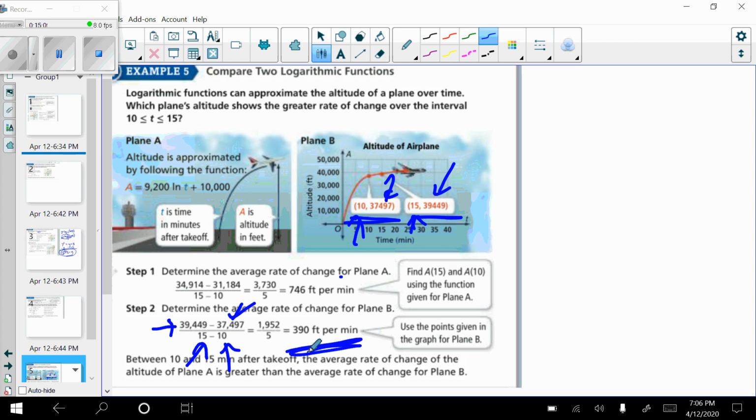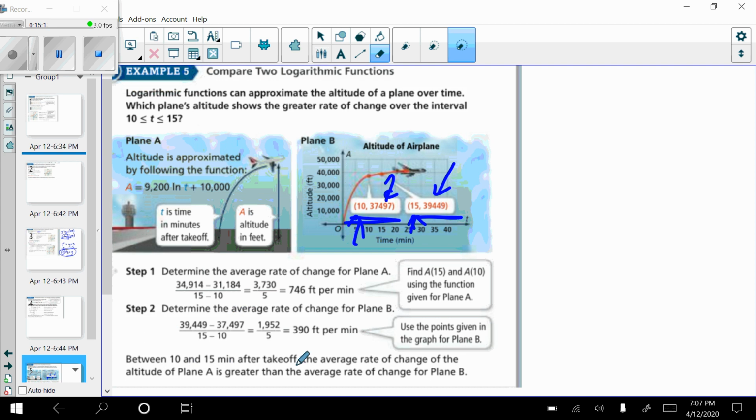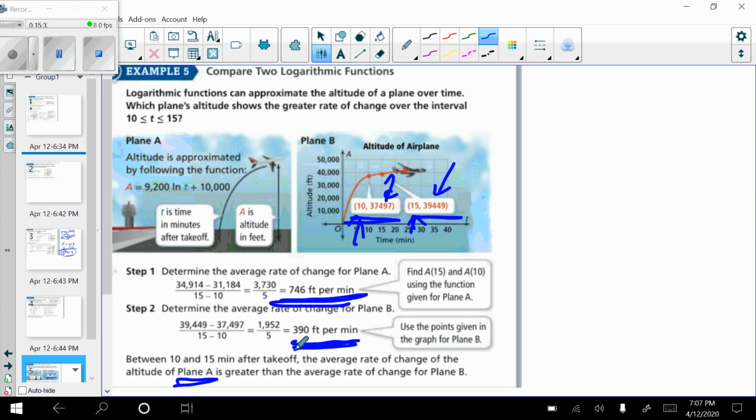Okay? So, which plane had a higher, let's read it, hold on. Which plane's altitude shows a greater rate of change over the interval? Okay? So the average rate of change for plane A is much greater. It's going up way faster than plane B. All right? You can pause that. You can go back over that.